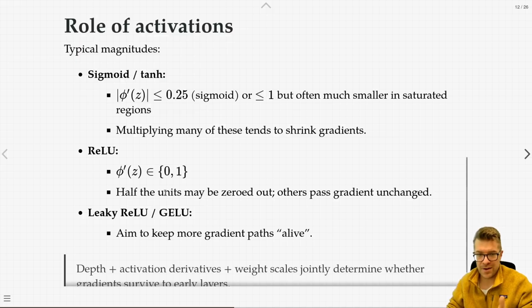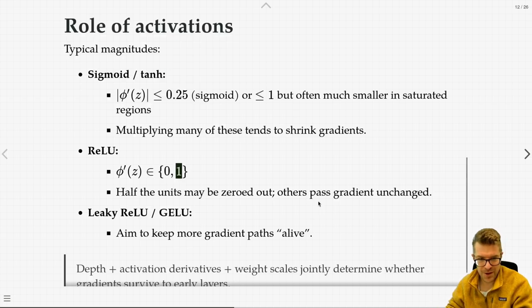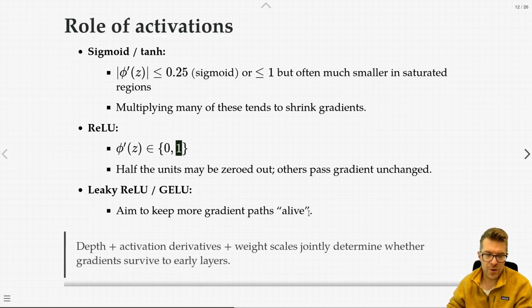But on the other hand here, if the derivative of the ReLU for z is just going to be 1, or it's going to be like the function itself, then we're not changing our gradients. This is very close to 1 indeed. And then we have leaky ReLU or GELU, which I think we mentioned previously when we talked about neural networks. This will also keep the gradient paths kind of alive. It won't shrink. So it'll have the same general benefits as the ReLU activation function.